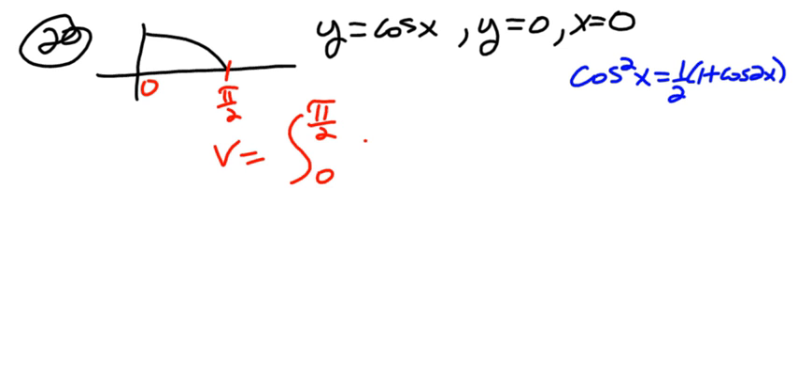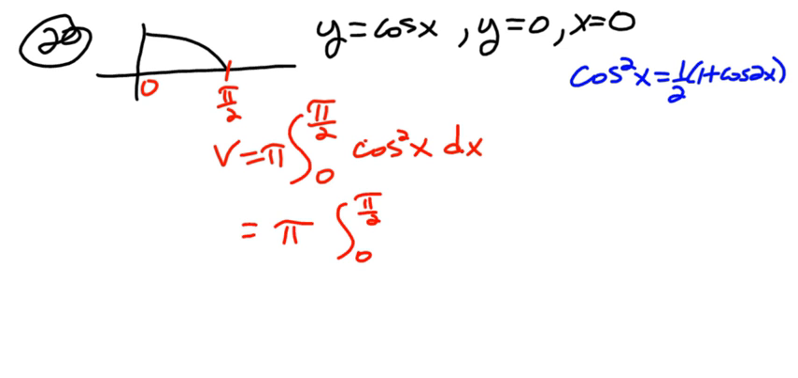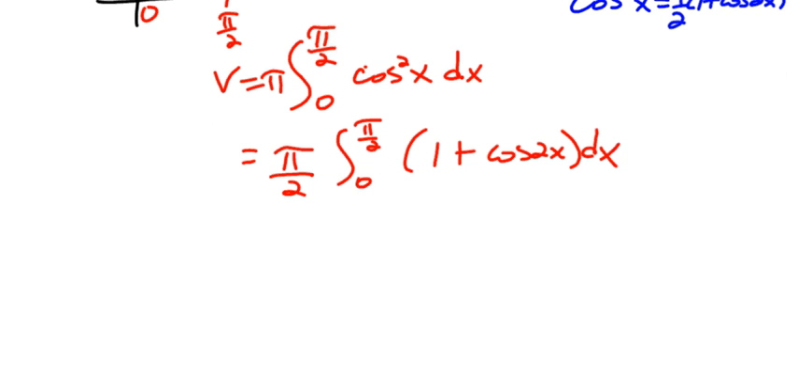And then we're going to go pi, which I'll pull out, and then we're going to have cosine squared of x dx. And then we said if we use this identity substitution, we could replace it with 1/2. That can be factored out. And then I have 1 plus cosine of 2x dx. This becomes a much easier problem to integrate. And if you have no problem otherwise, go ahead.